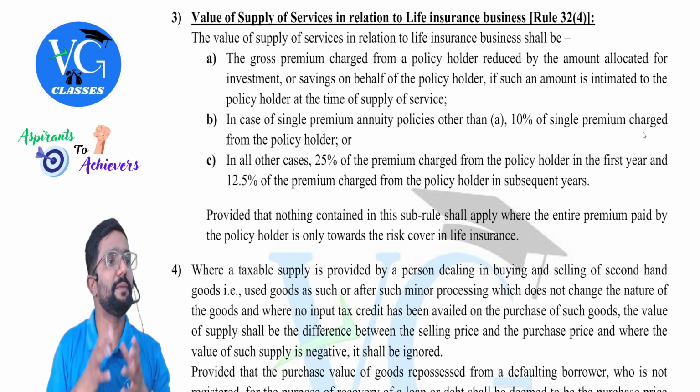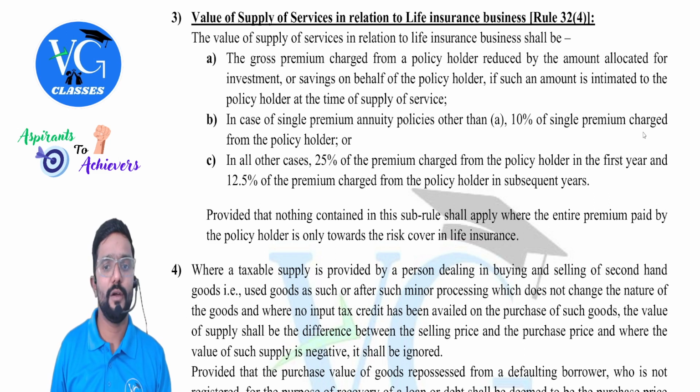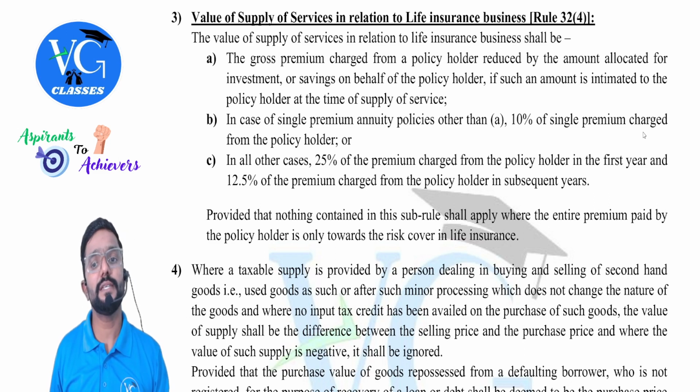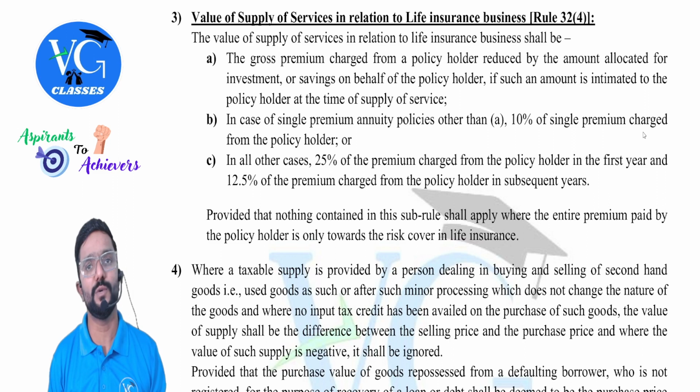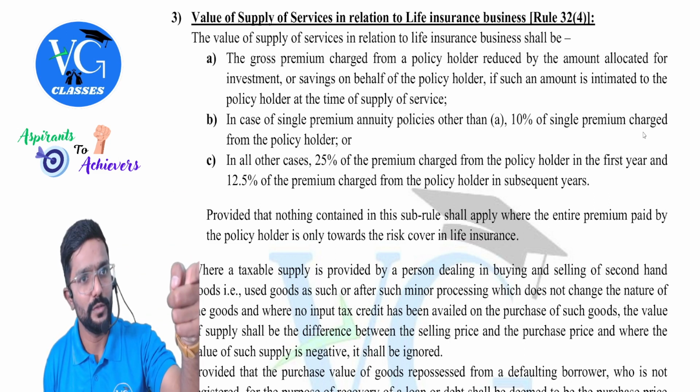In return, they will pay me in installments. It is also called the pension part, guys. In that case, 10% of the single premium charged from the policyholder. Assume I have taken an annuity policy where I am paying 1 crore.